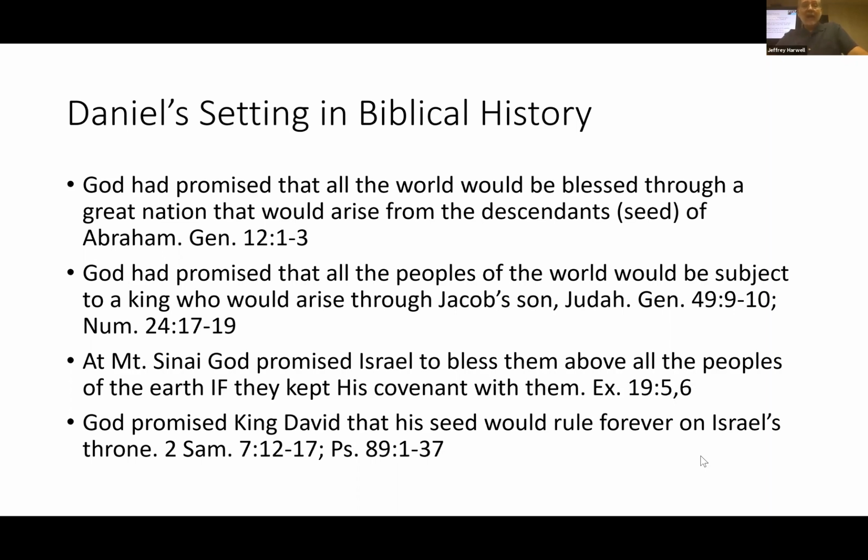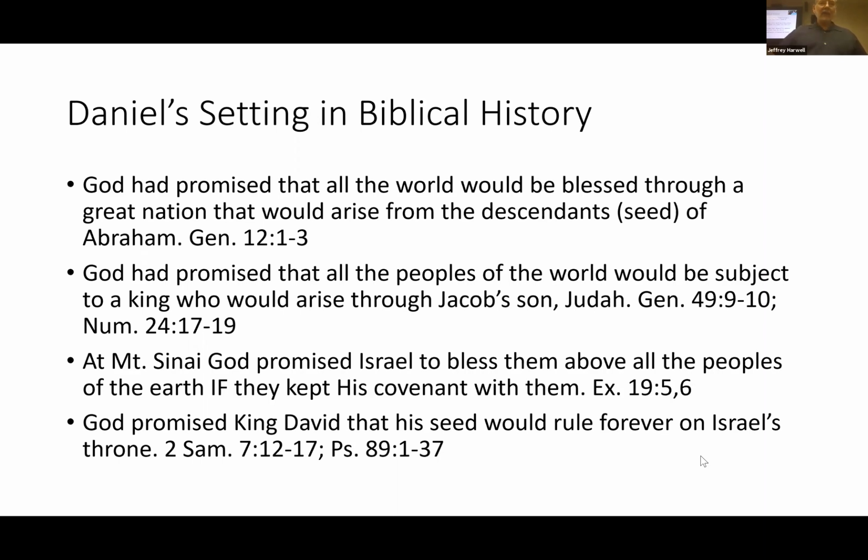At Mount Sinai, God promised Israel that he would bless them above all the peoples if they kept his covenant. Every time I see that passage, God says, if you keep all that I command you, I will bless you above all the peoples of the earth. And then the next verse always makes Joyce laugh. And the people said, we'll do it. We can do that. Sure. No problem. It sounds like a great deal. And they failed miserably, right?